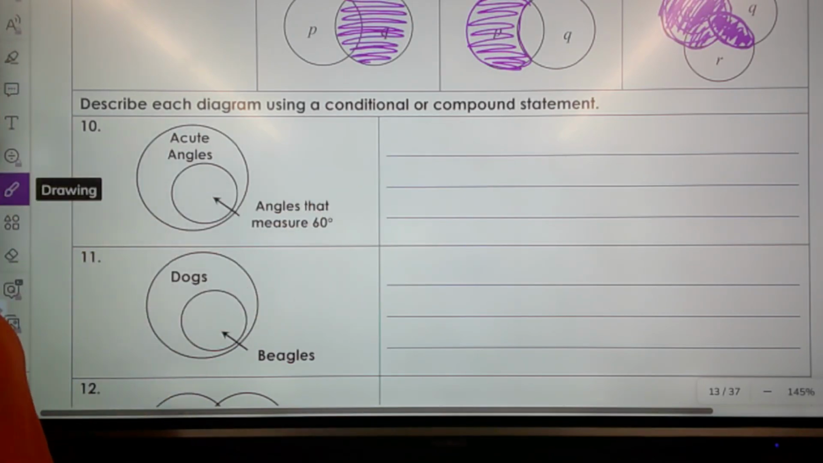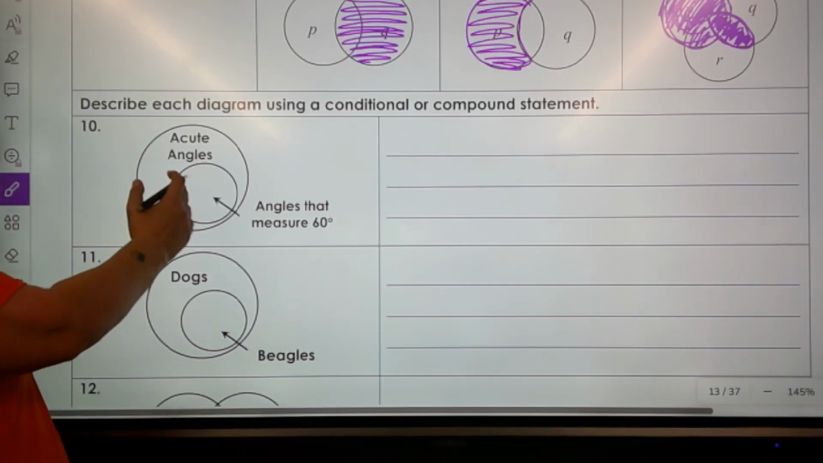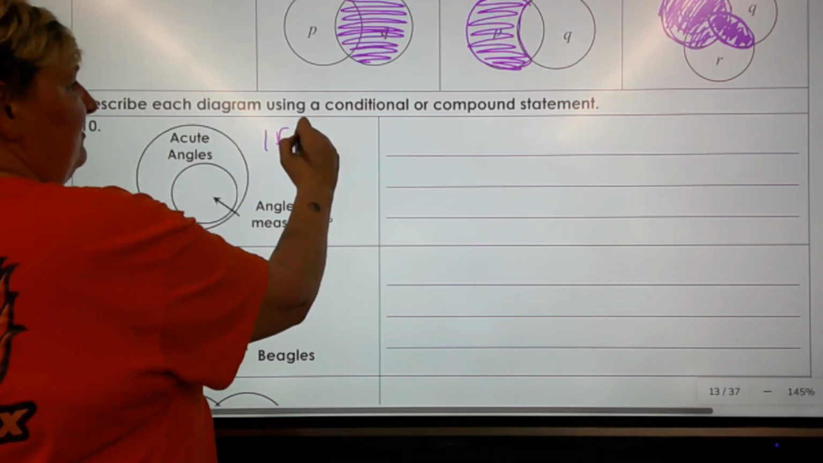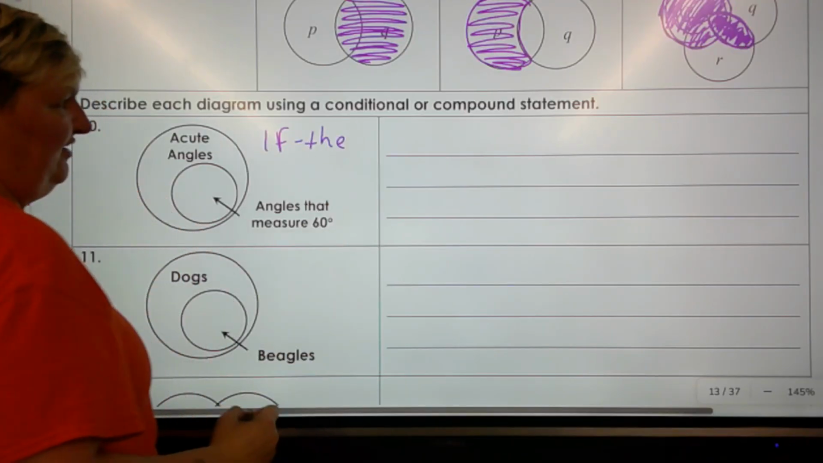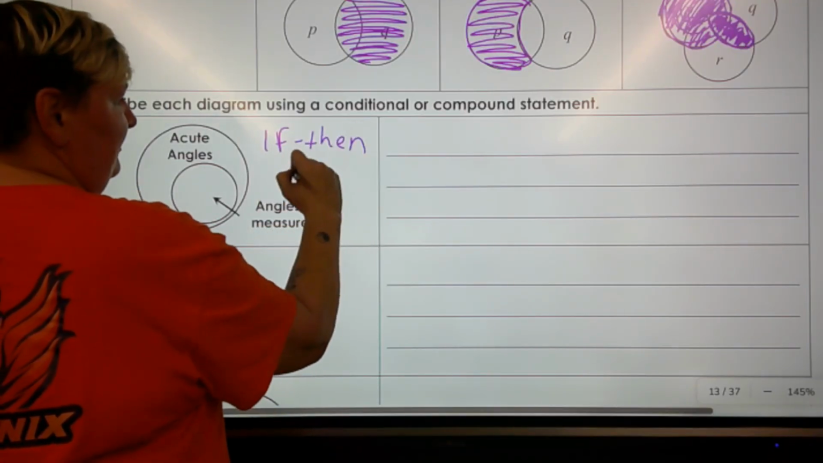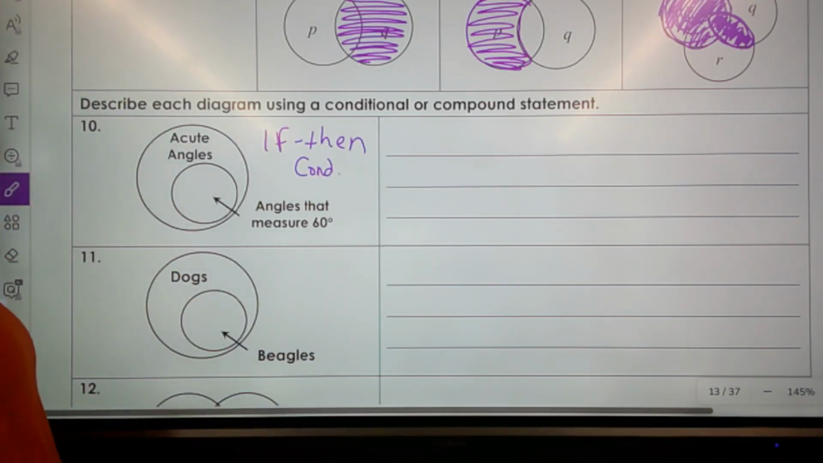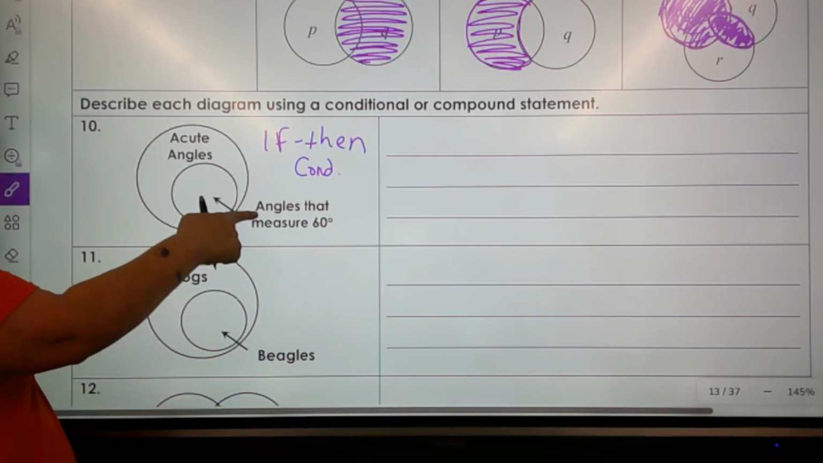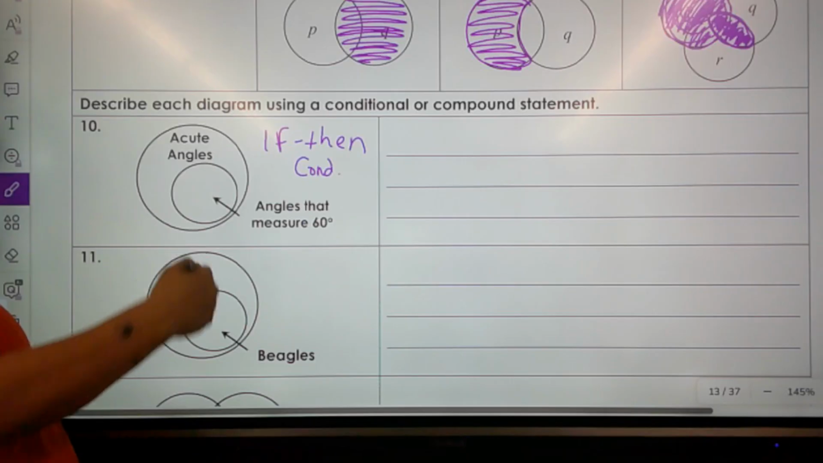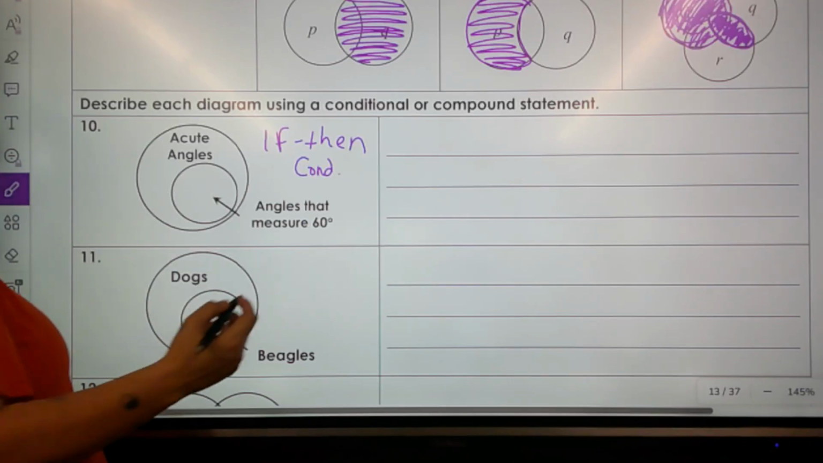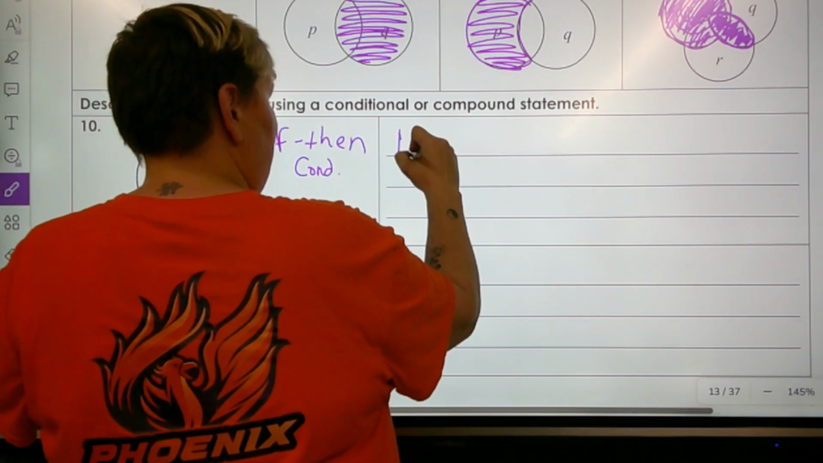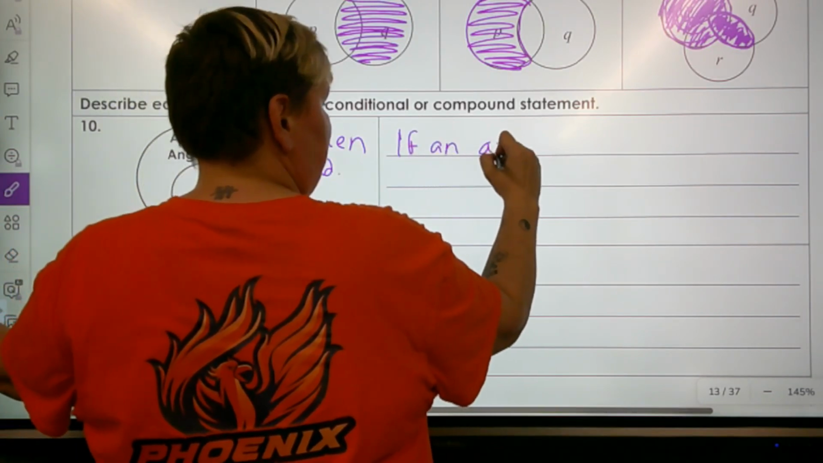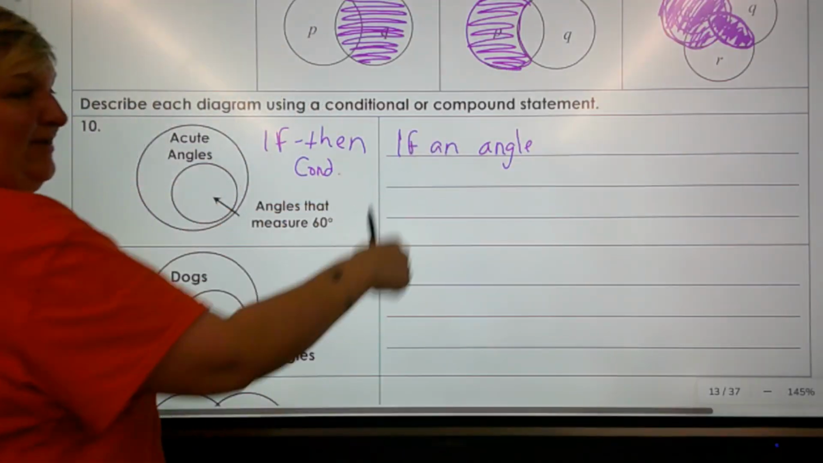So the first thing you might want to do is figure out what the statement is telling you. Remember, if then, this is an if then, so we already know it's going to be a conditional statement. So now all we have to do is write it as an if then conditional statement. If angles that measure 60 degrees, then they are also acute angles. Right? If then. Just make it make sense. Once you have the words, you have to make it make sense.